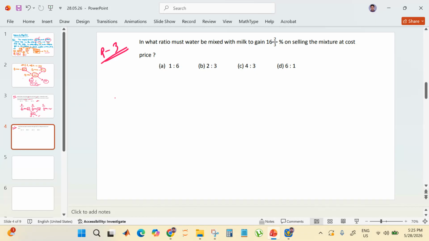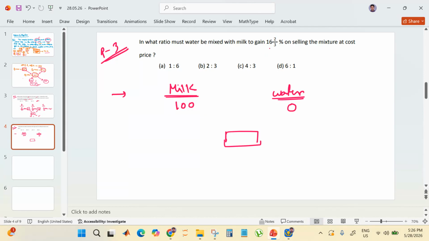Okay, I will start discussing. See, just think it first. The first solution contains only milk, and the second solution contains only water, right? And after mixing there will be a mixture. So what is the cost price of the milk? I am taking it as 100. What is the cost price of the water? It should be 0. Initially you have to consider it as 0.